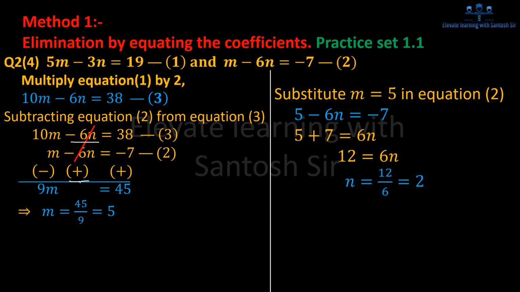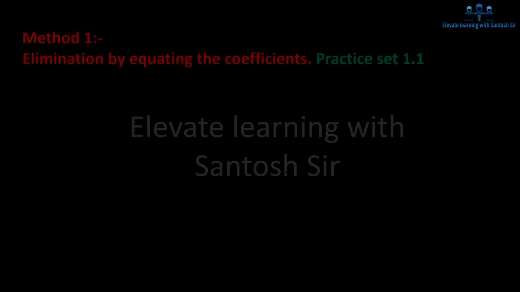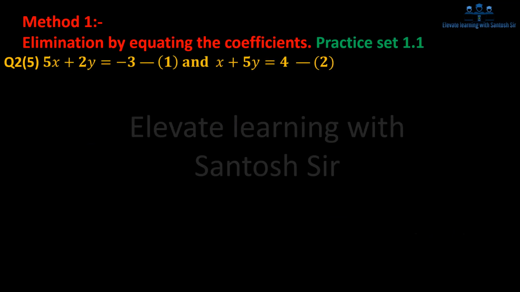We get n is equal to 2. Solution is m comma n is equal to 5 comma 2. Let's take the next problem. 5x plus 2y is equal to minus 3 and x minus 5y is equal to 4.